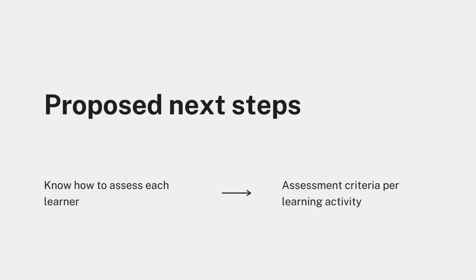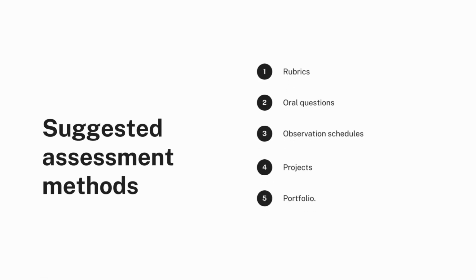The teacher needs to know how to assess each learner using available assessment metrics. Assessment must be indicated for each activity as guided by the rubrics. The curriculum suggests specific assessment methods for lessons in each strand. Some of these methods are rating scales, rubrics, anecdotal records, oral questions, projects, portfolio assessment, observation schedules, project work, and practical work.